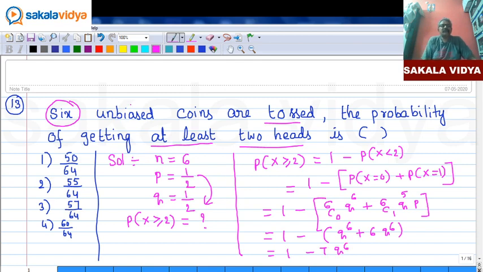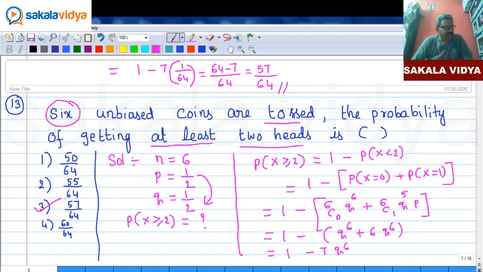Substitute the q value. So this is equal to 1 minus 7 into 1 by 2 power 6, that is 1 by 64. So 64 minus 7 by 64. So how much will you be getting? 57 by 64 is the right answer. So the third option is the right option.